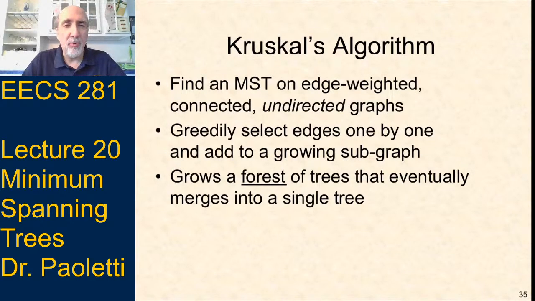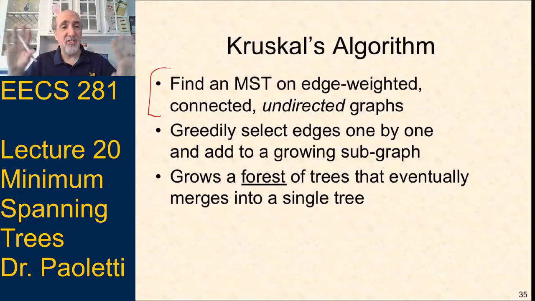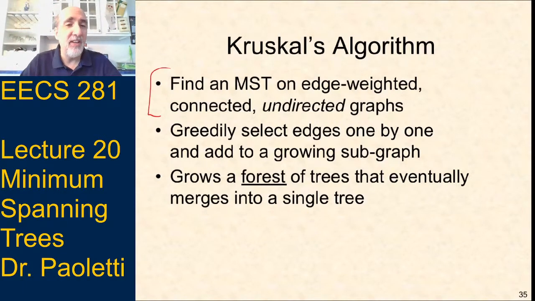So Kruskal's algorithm, same exact problem. What we're going to find is the same, but how it does it and how it grows it is different. So this part is the same. It is also a greedy algorithm. It's greedily going to select edges one by one and add them to a growing subgraph, and it's going to grow a forest of trees. So it's going to pick edges. It doesn't care if it's connected to the current innies or outies or not. There's no idea of innies and outies here.